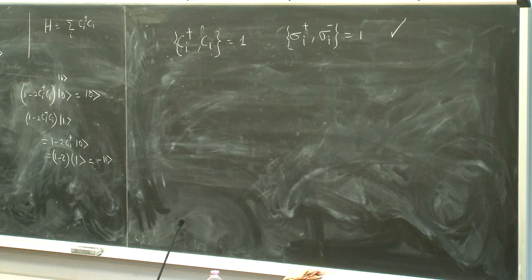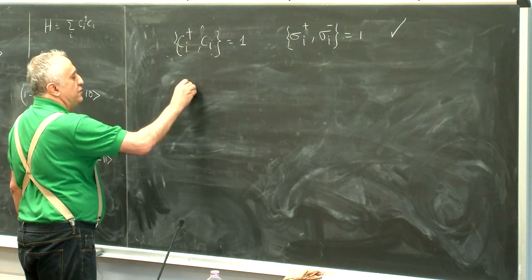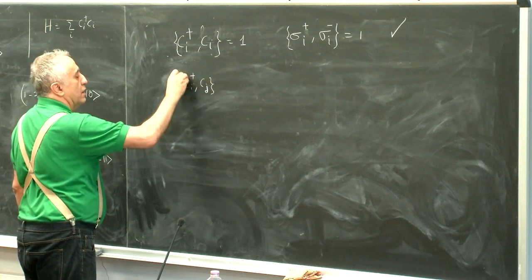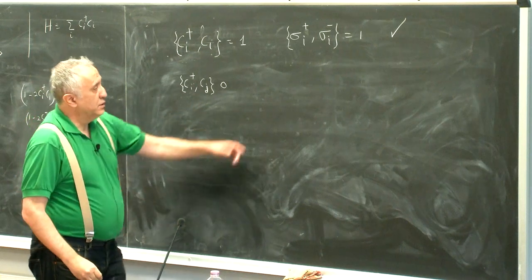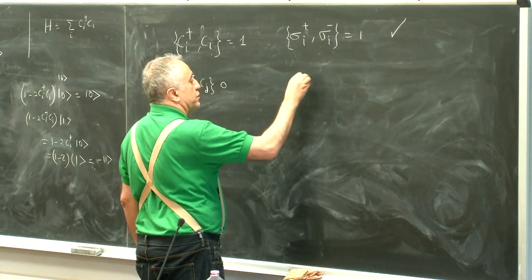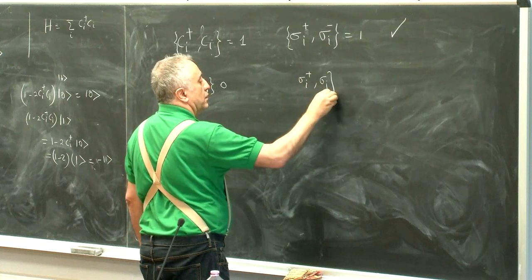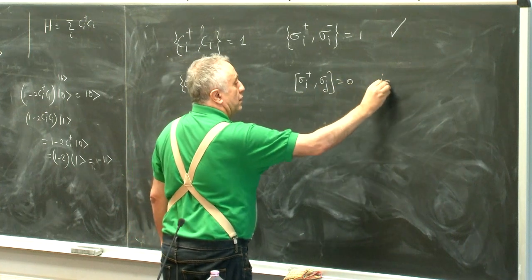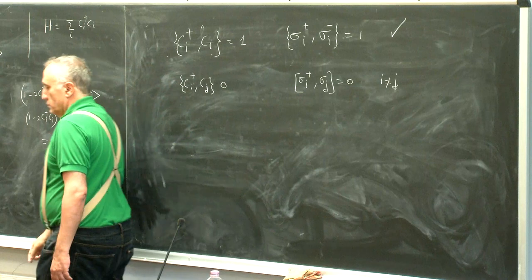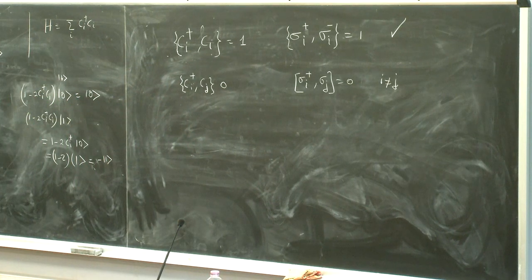Now, there is however a problem. On the face of it, it is okay, but there is a problem. The problem is that these guys at i not equal to j must anti-commute, but these guys at i not equal to j commute. Is that true? So here we have a problem. We need to solve this problem.